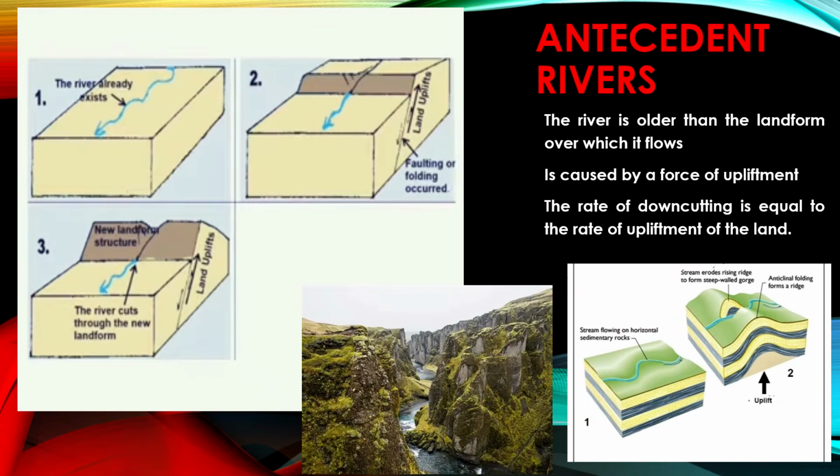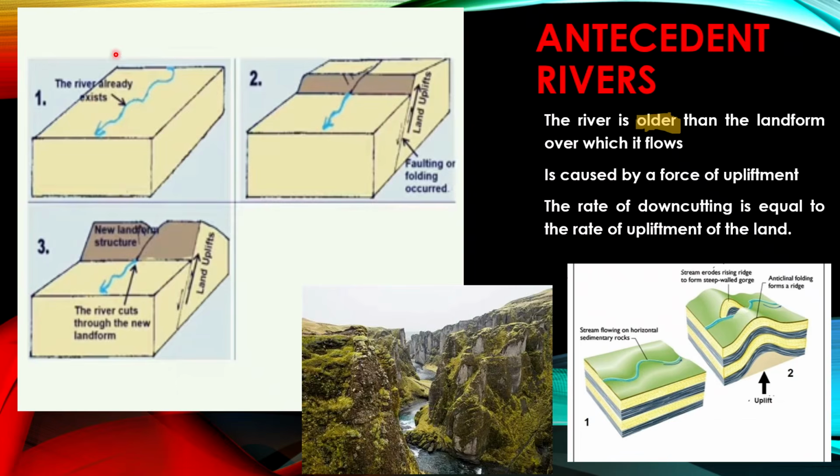The antecedent river is when the river is older than the landform over which it flows. For this one, the river is older. Let's look at our 3 diagrams, because in most papers they might show you 2 or 3, but they won't show you all of them. Now, let's look at stage 1. Number 1, the river already exists.